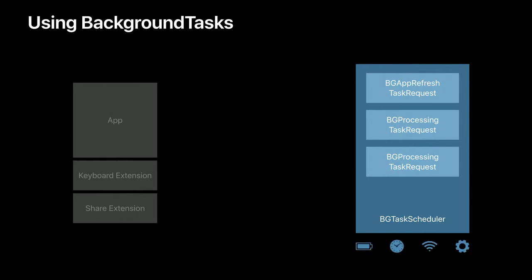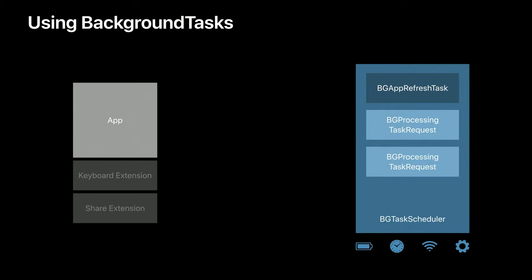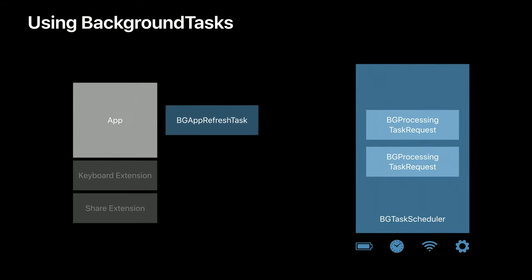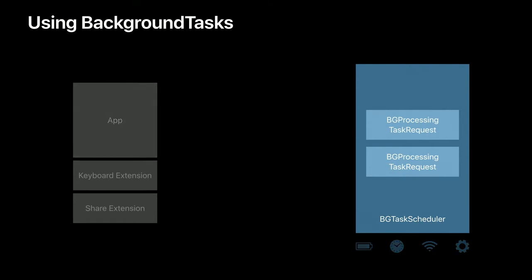And when all the necessary system conditions and policies are satisfied, it's going to fulfill that task by waking up your app, launching it into the background, and delivering a BGTask object corresponding to the task you should perform. In this case, we got a BGAppRefreshTask. So we can now perform a background app refresh, fetch content, and update our UI. When we're done, we're going to call setTaskCompleted, and that's going to mark the task complete and allow your app to suspend.